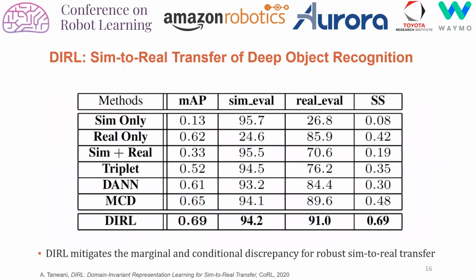Results for the deep object recognition network here indicate that naive transfer of models from simulation results in a poor performance with 26% accuracy only. Triplet, DAN, and MCD improve the performance in adapting to the real environment, while DIRL mitigates both the marginal and the conditional discrepancy for robust sim-to-real transfer, even outperforming the baseline of just training on real data.